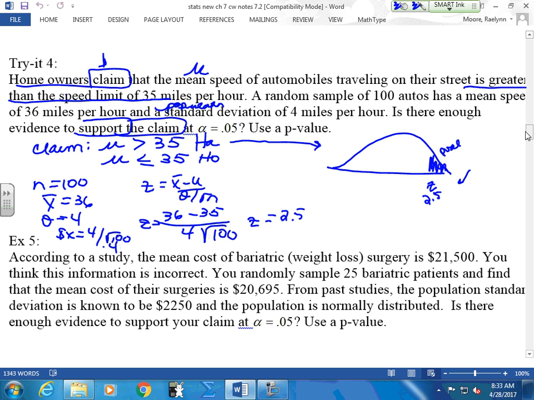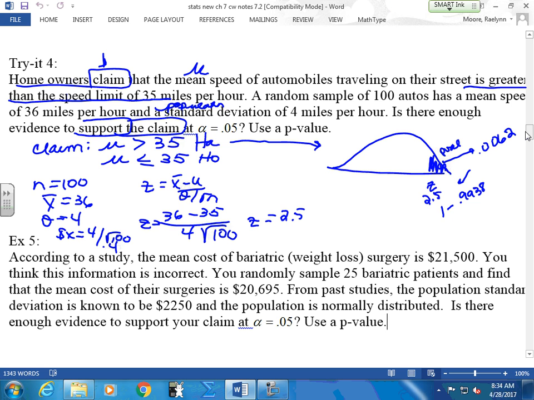So when I look it up, what do I find? It's a pretty large number, isn't it? So what do I have to do? Subtract it from 1. So I have to take this guy and subtract it from 1, because this is far less than 50% here. That's why your sketches are very, very helpful. So my p-val in this case is 0.0062.